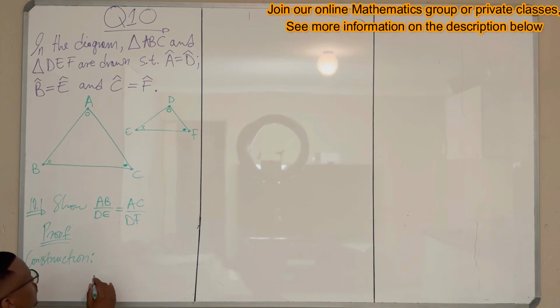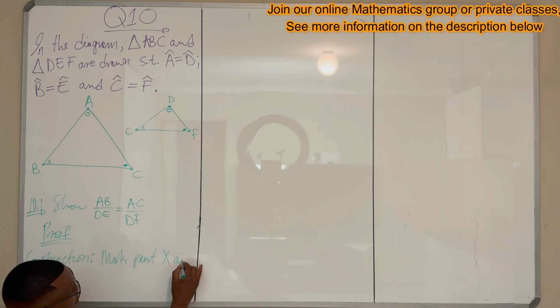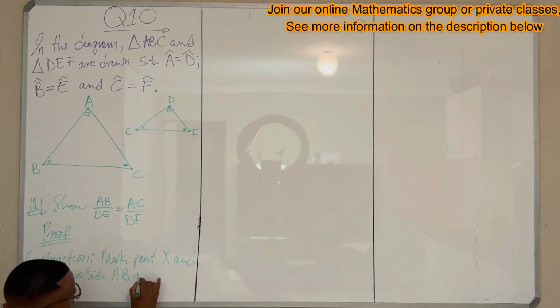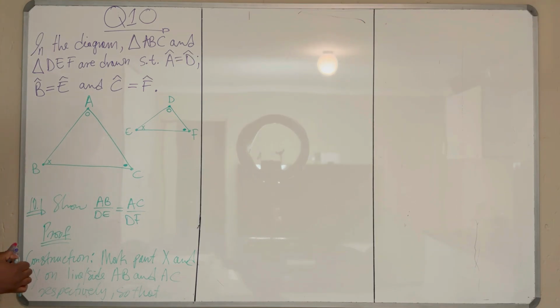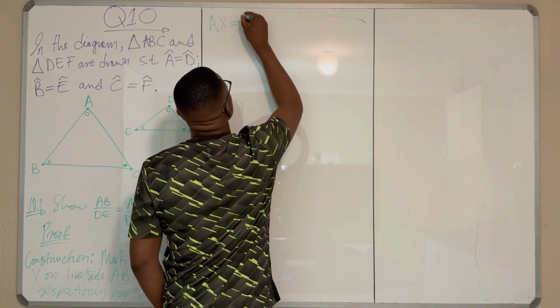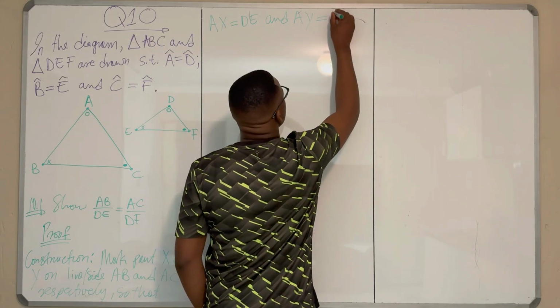So what are we going to do? I'm going to mark point X and Y on sides AB and AC respectively, so that your AX is equal to DE and your AY is equal to DF.